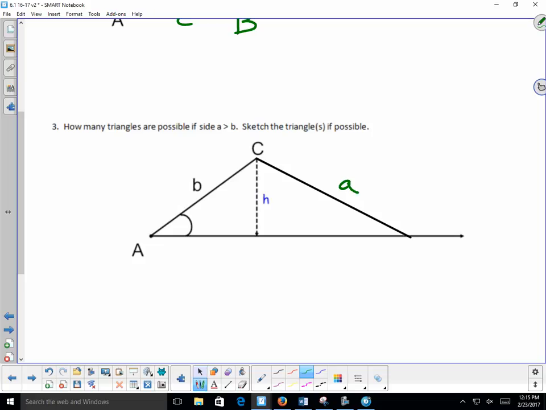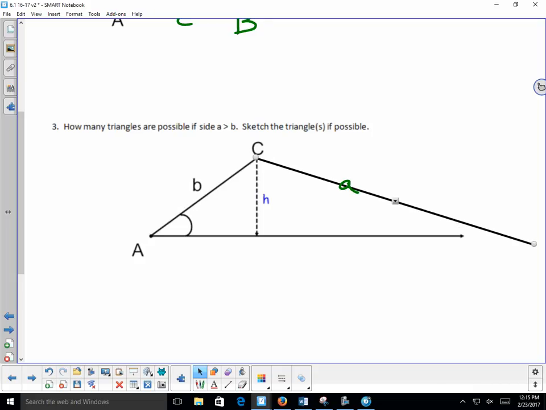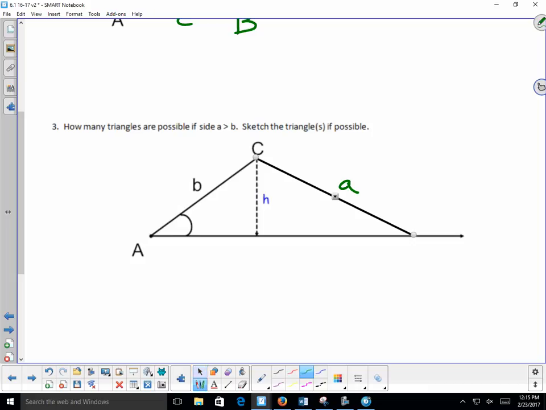Wait, but Jacob? Yeah, couldn't you make side A a little bit longer because it's still greater than B? Yeah, you can make side A as long as you want it to be, but we're keeping this angle fixed, and we're keeping side B fixed. And sure, you want this long, sure.